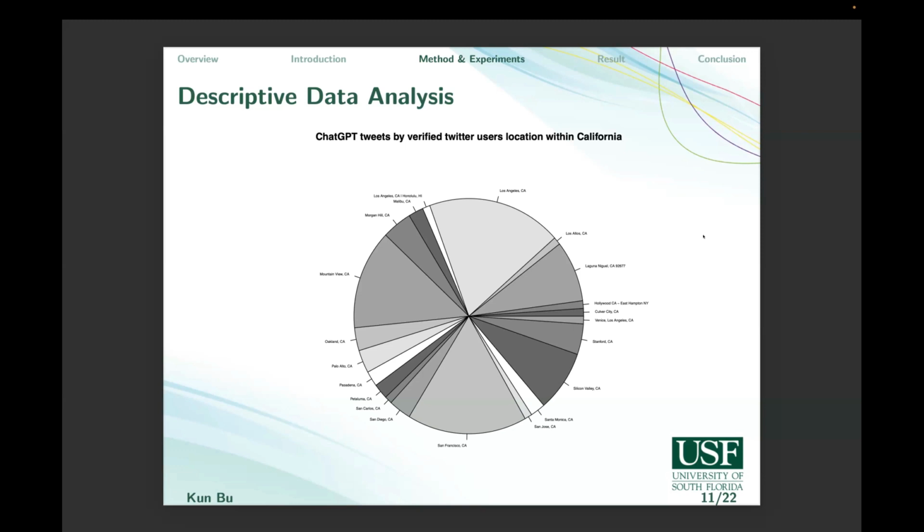As you can see, this ChatGPT trace location within California includes each of the different counties in California. And we have a majority of data from San Francisco, Los Angeles, and the Mountain View area, where we can tell that a lot of technology workers and researchers are from those locations.